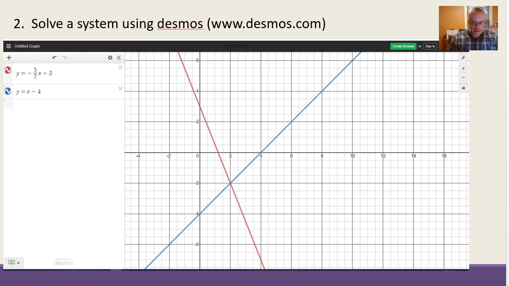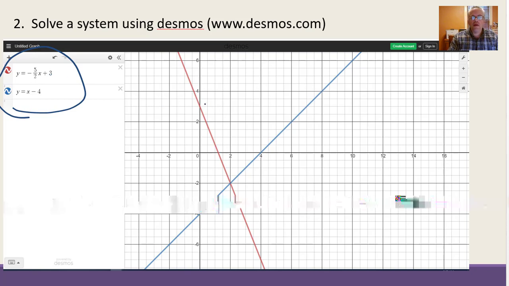So here I have an example. We want to find the solution to these two equations. All you do in Desmos is you simply type in the equation. It doesn't have to be solved for y. Just type in whatever equation's given. So the first equation gives us this red line right here. And the second equation is the blue line. And so we're looking for a point that satisfies both lines. That's on both graphs. So basically we're looking for the point of intersection.